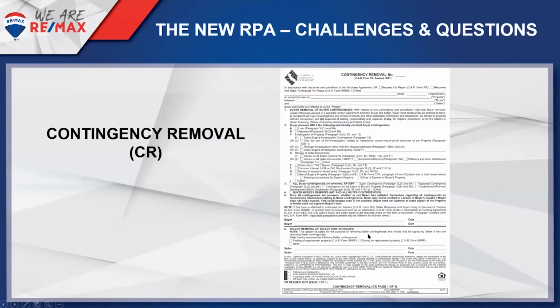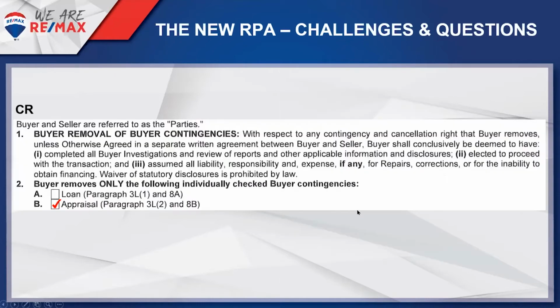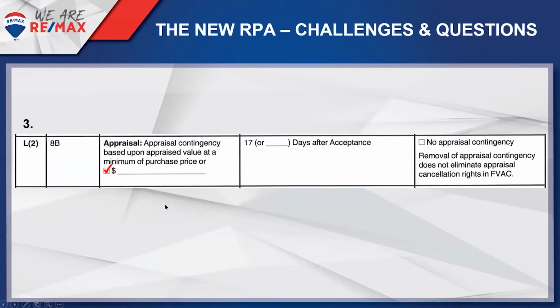Now, you can use a contingency removal form to remove a contingency, and usually appraisal contingencies are removed later in the transaction, and that's contained in paragraph 2 of the CR. The buyer is removing the appraisal contingency, or there's another box elsewhere in the form you can remove all contingencies, which would include the appraisal as well. Now, the modification of the appraisal contingency, I get a lot of questions on that.